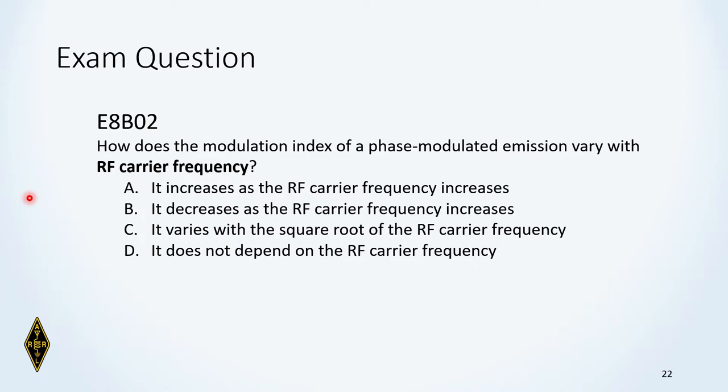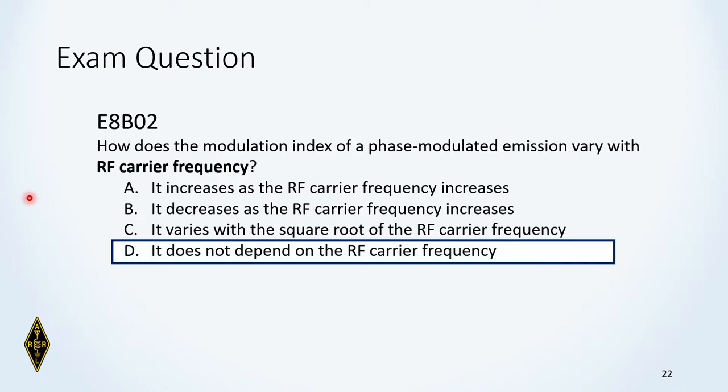How does the modulation index of a phase modulated emission vary with RF carrier frequency? Alpha. Well, it's delta. And I tried to emphasize that the RF carrier frequency does not play into either modulation index or deviation ratio. Doesn't depend on which band you're on. So this is an easy one to get tripped on. If it says RF carrier frequency, it does not depend on the RF carrier frequency.